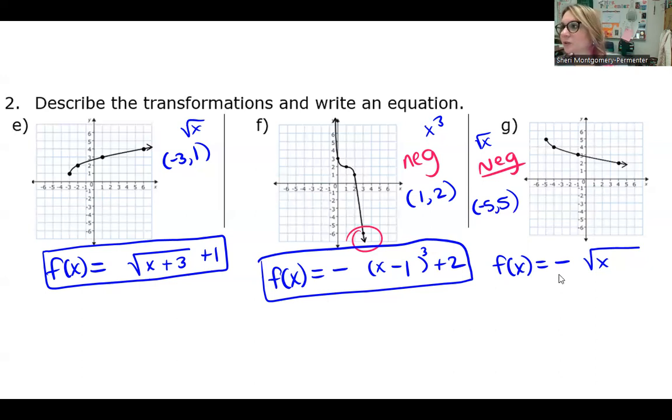All right. For this next one, we are reflected. So there's a negative out front, but am I stretched or compressed? I went over 1, down 1. Is that any kind of stretch or compress? No. The move 1, 1, no. So then I can plug in my starting point. So inside the X grouping, it has to be opposite. Outside the X grouping, what you see is what you get.